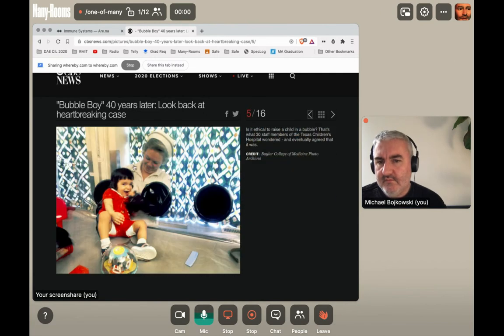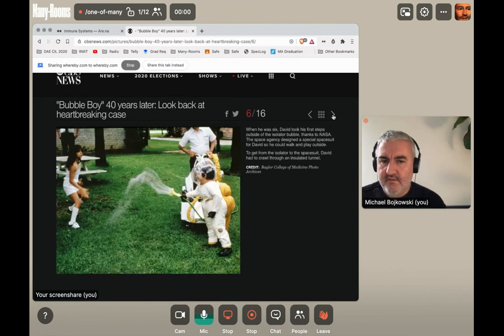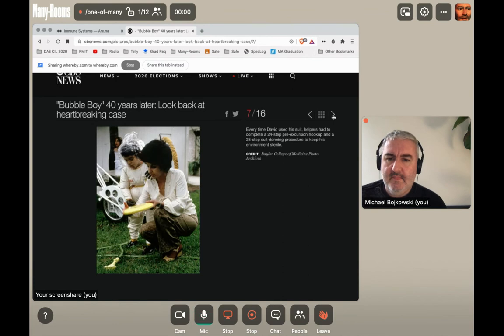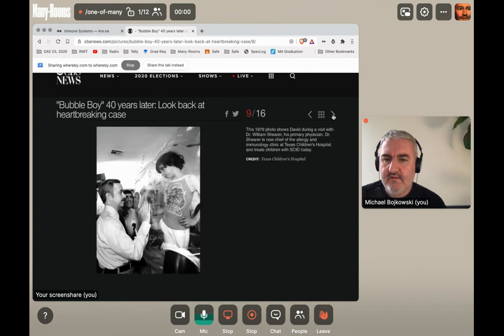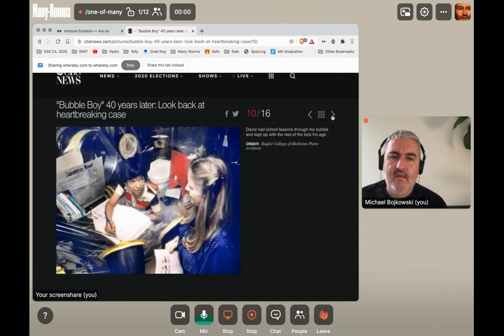This is one of the nurses that were assisting the family and looking after him, because they had to have special training in how to do things through this sort of glove interface. There's the NASA suit. I love this photo because of the look on his face, looking at this doctor who has pretty much instigated this whole bubble environment business.